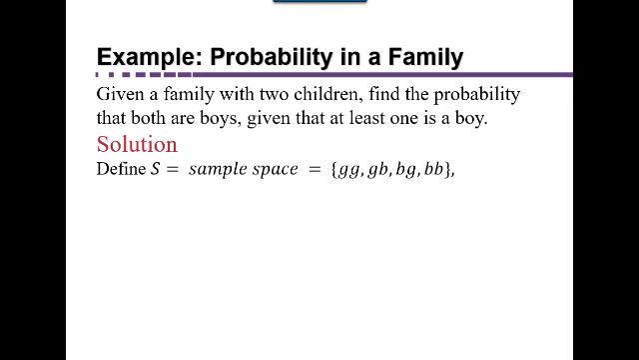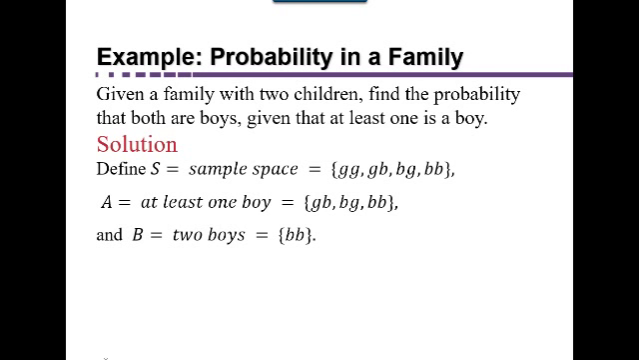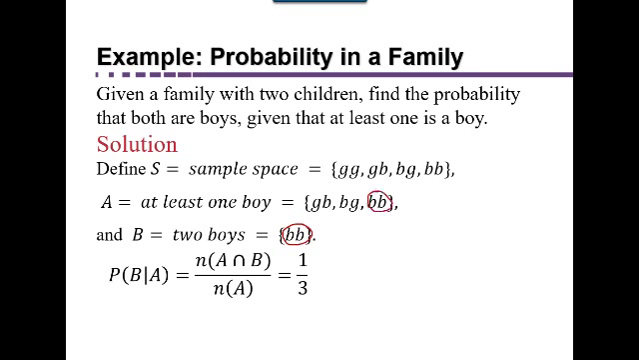Okay, so our sample space is all the possible outcomes for having a girl and a boy. So we could have two girls, we could have a girl and then a boy, we could have a boy and then a girl, or we could have a boy and a boy. So if A is the event that we have at least one boy, you look for all the outcomes in the sample space where you see either one boy or two boys, and that would be at least one boy. B we're going to let be the event that we have two boys, which has only one outcome, boy boy. So what we're trying to find is the probability that B happens, two boys, given that we know we had at least one.